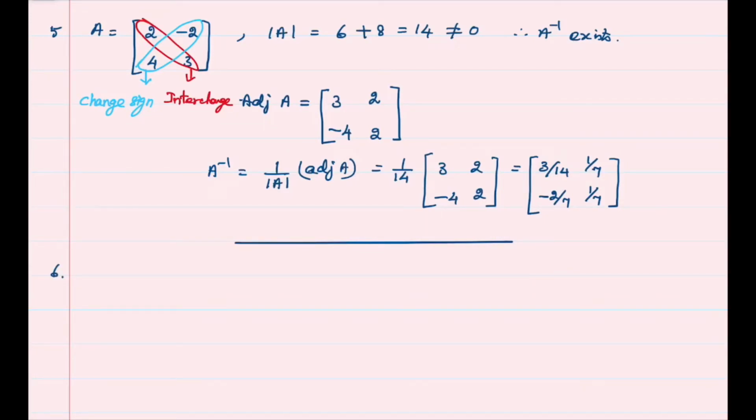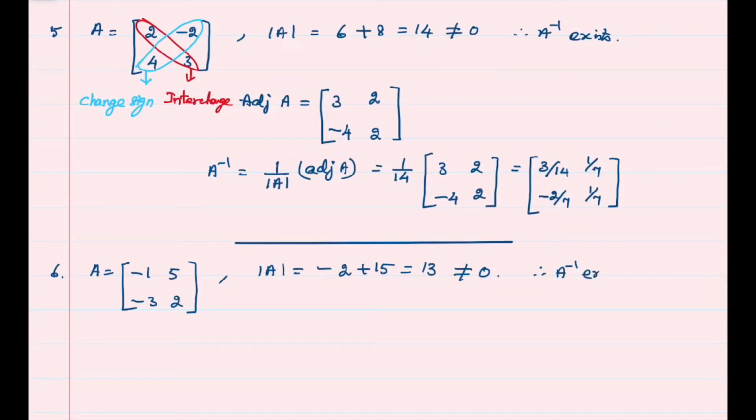Question 6, we will take it as A matrix, minus 1, 5, minus 3, 2. We will first calculate the determinant value of A, which is minus 2 plus 15, 13, not equal to 0. Therefore, A inverse exists. We will write adjoint of A: interchange the main diagonal elements and change the sign of the other elements. We get the adjoint. This method is applicable only for a 2 by 2 matrix.